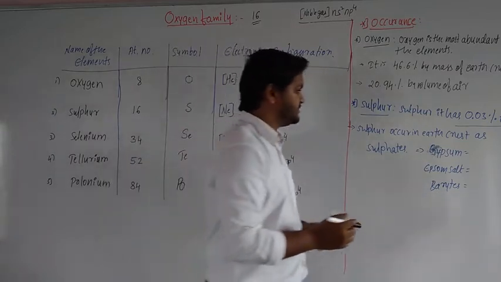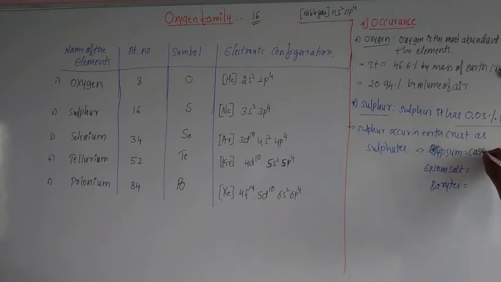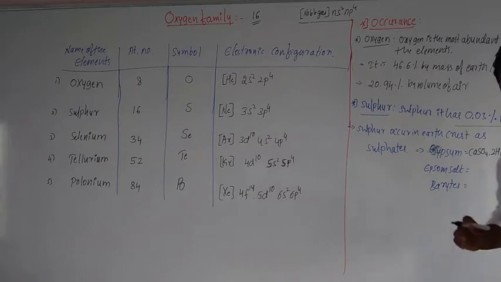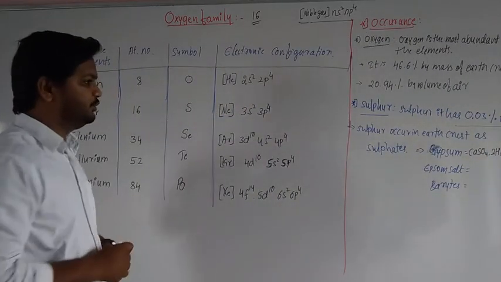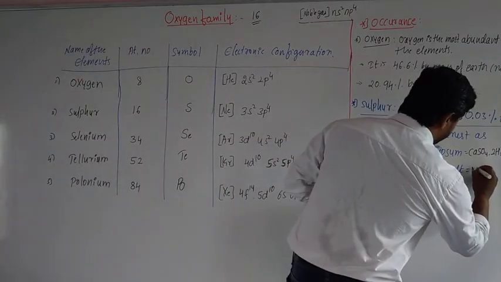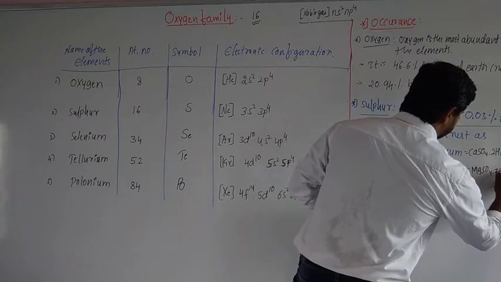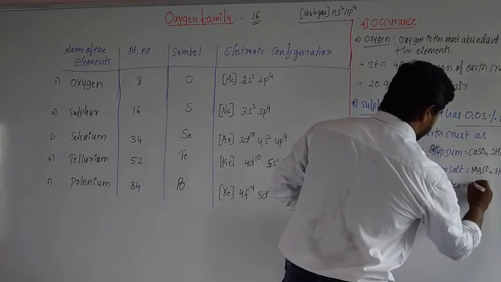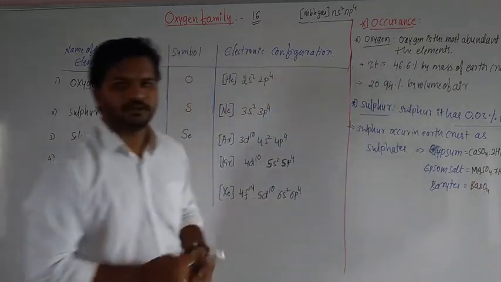Here gypsum is nothing but CaSO4 2H2O, and Epsom salt is nothing but MgSO4 7H2O, and barytes has the formula BaSO4. Take it.